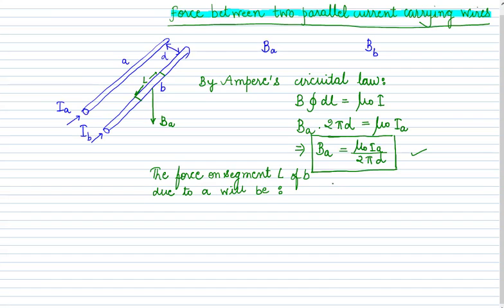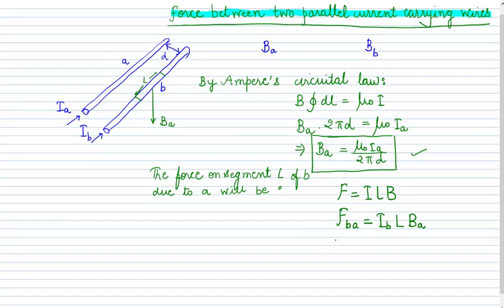Now we know the formula of force. The force is equal to ILB, so this is I, L and B. This force is on B due to A, so we write it as F BA. The current is flowing in conductor B, the length is L, and the magnetic field is produced by conductor A. And this is equal to, so this will be BA.